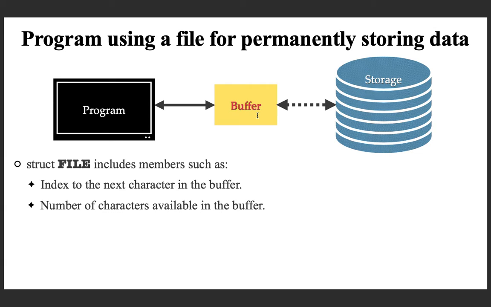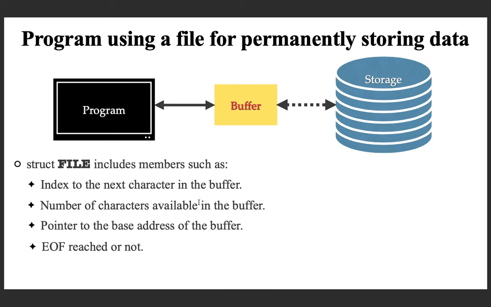Maybe 1000 characters are there, then it shows 1000 as its value. Another field is a pointer to the base address of the buffer. If you view it as a single dimensional array, it is the starting location address. It also contains a field which shows whether the end of file has been reached or not. Every file will have a special character which is called end of file, which delimits the file content, that is the last part of the file. It also contains access permissions, etc. Maybe whether you are able to only read, or you can also write, or you can append, etc. So these are the common fields that we will be using in our programs.